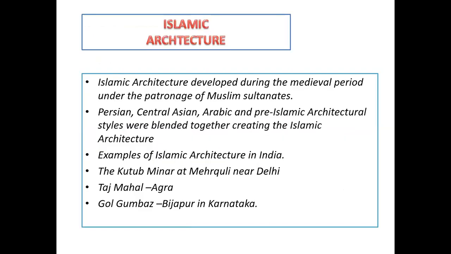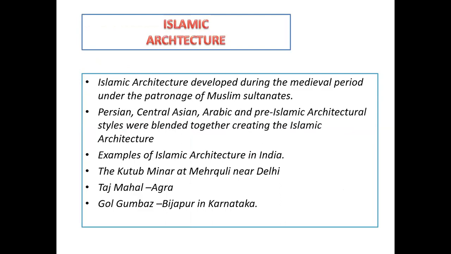Now let us move over to what is called Islamic architecture. Another type of architecture that developed during the Middle Ages or medieval period under the patronage of Muslim sultanates is called Islamic architecture. Persian, Central Asian, Arabic and pre-Islamic architectural styles were blended together to create Islamic architecture.